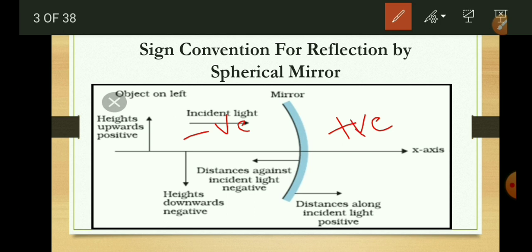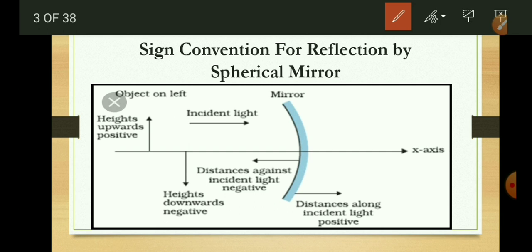Now, what is object distance? Object distance means the distance of the object from the pole. We will measure all the distances from the pole in the concave mirror also and in the convex mirror also. All the distances we will measure from the pole.